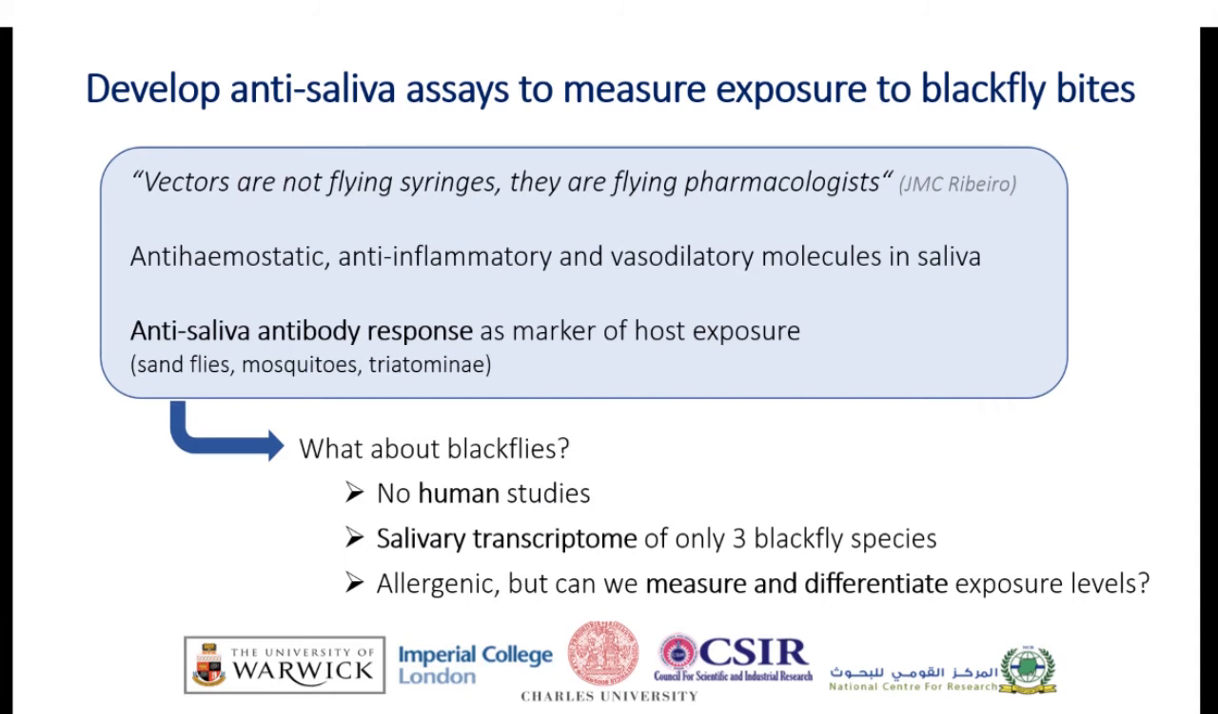Yeah, thank you, Orin. So in order to measure exposure to blackfly bites, we developed an immunoassay that uses blackfly saliva. We use saliva because it's well known that vectors are not flying syringes. They are in fact flying pharmacologists that have anti-hemostatic, anti-inflammatory, and vasodilatory molecules present in their saliva. Also for sandflies and mosquitoes and triatomine bugs, we do know that antibody responses directed against saliva or salivary proteins can actually be good markers of host exposure to the vector.